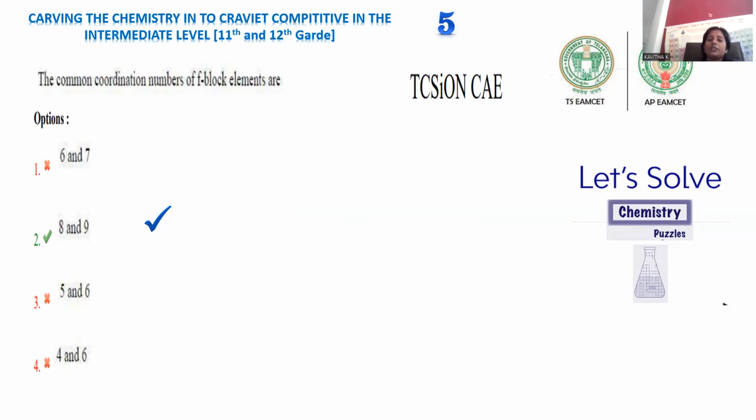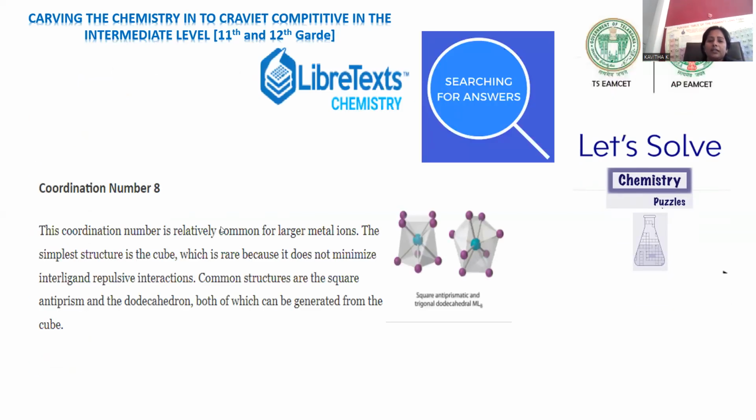Coordination number mainly depends upon the size of the metal. The tiniest metal can be accompanied by fewer ligands, but F block metals are larger in size. That's why they can accommodate more ligands around them. Fine, so let's see how we can explain. If the coordination number is 8, this is the possibility. This coordination number is relatively common for larger metals. In order to get coordination number 8, the metal must be larger in size.